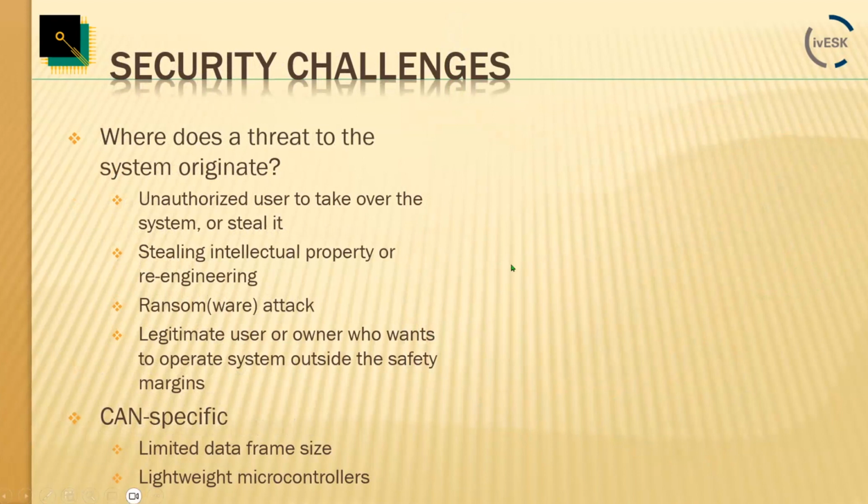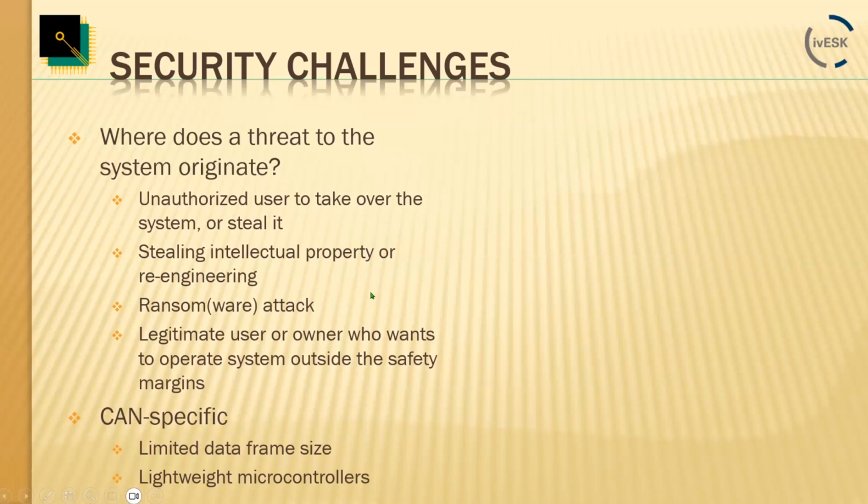So when we are looking at threats, we also have to ask ourselves, where do they originate from? Who is the bad actor here? And this can be an unauthorized user trying to take over a system, stealing something, maybe just trying to steal the intellectual property by re-engineering something, or introducing something with which you could do a ransomware attack.